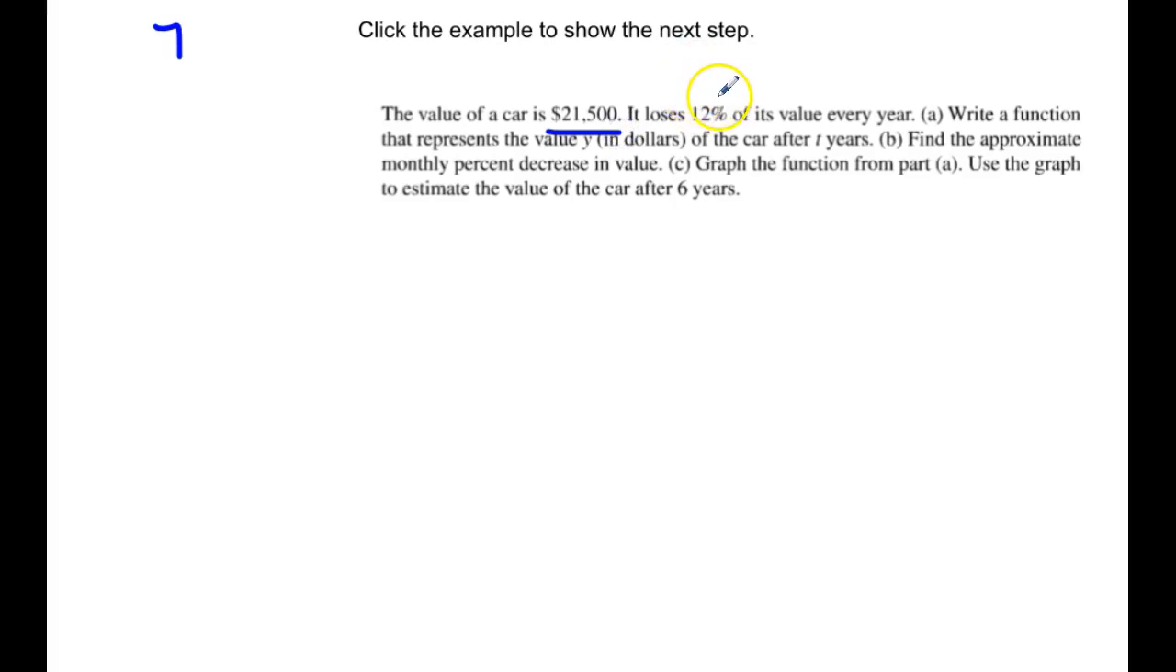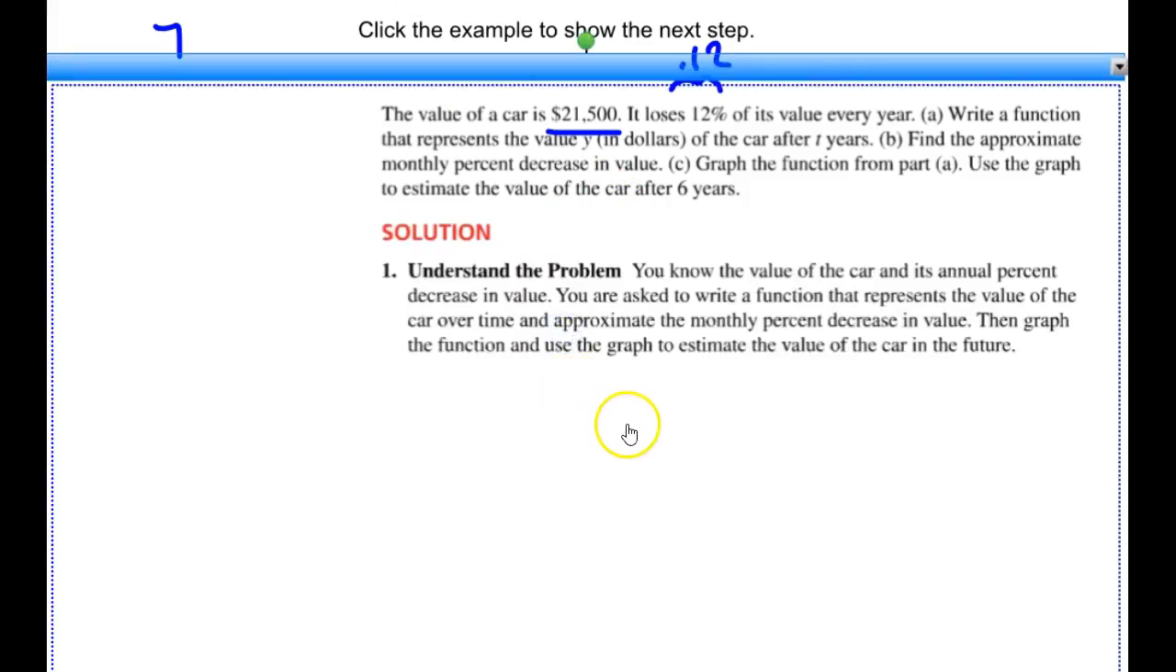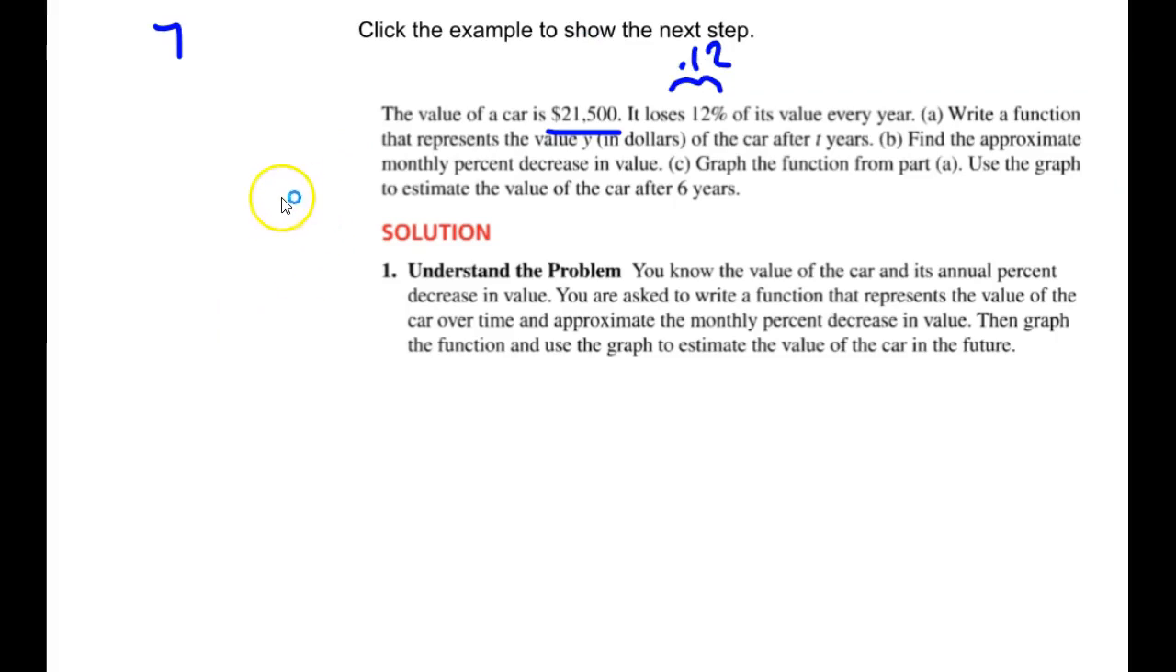12%. I don't like percents, remember, when I'm dealing with this, so I want to move my percent sign and make it a decimal, so it's going to be 0.12. That's all of the information that I need in order to write my equation. So I know also that this is going to be a decrease, right? It loses 12%. So I know that this is going to be decay. So I can keep that in mind, that this is decay.